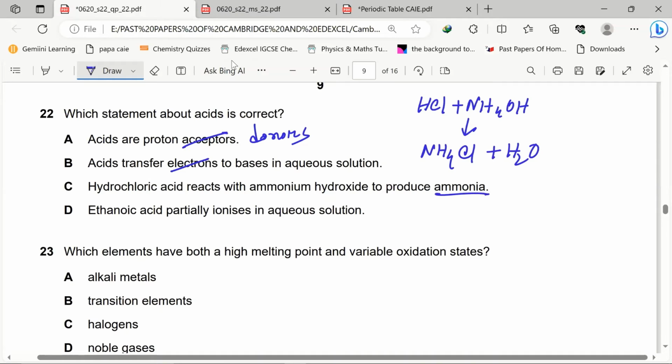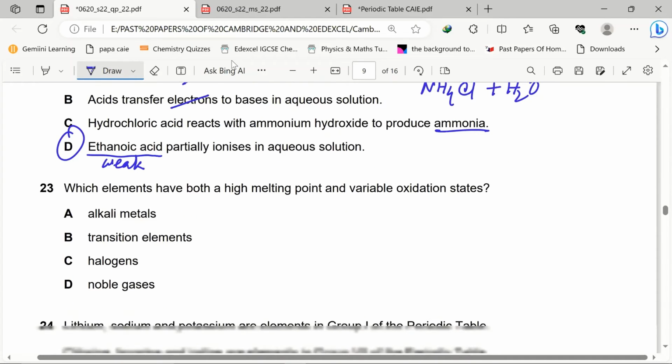Ethanoic acid partially ionizes in aqueous solution. This is an absolutely correct statement, as ethanoic acid is a weak acid, and weak acids partially ionize in aqueous solution to give hydrogen ions. So for 22, D is the only correct answer.